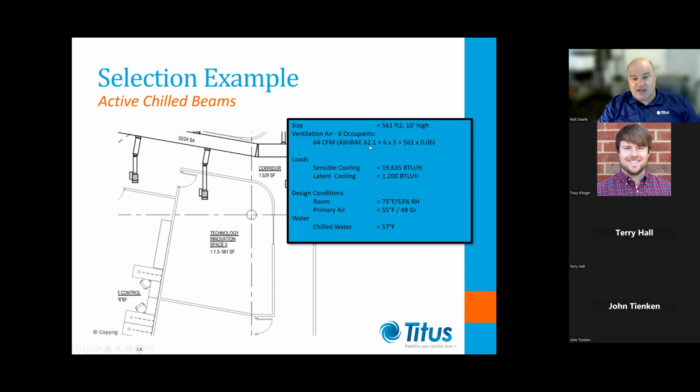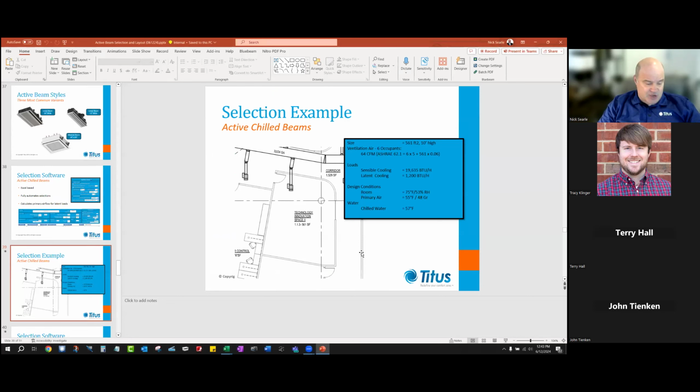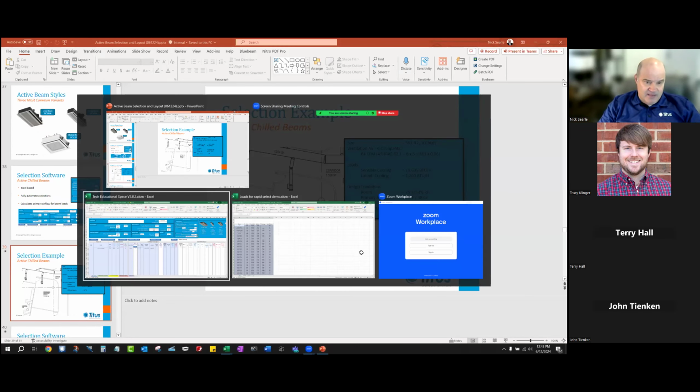So using my ASHRAE 62.1 calculations to work out the ventilation rate, I need 64 CFM. My room design conditions, I'm going to work to 75 for summer with 53% RH, as mentioned earlier, and my primary air conditions I'm going to be working at 55 Fahrenheit and 48 grains. Chill water temperature, I'm going to choose 57 here. So I'm just going to run this selection here.